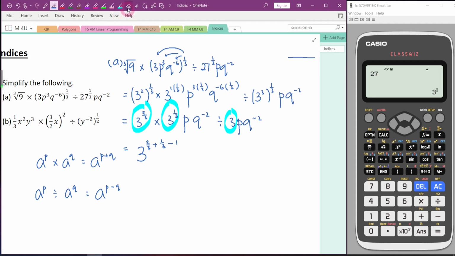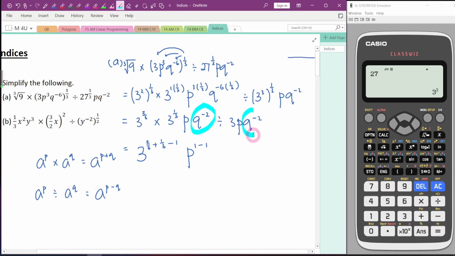Okay, now let me go to p. P power 1. Divide, I'm going to use this, which is equal to minus power 1. Okay, now let me go to the last term, which is the q part.